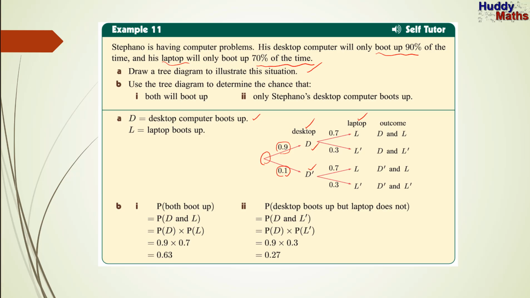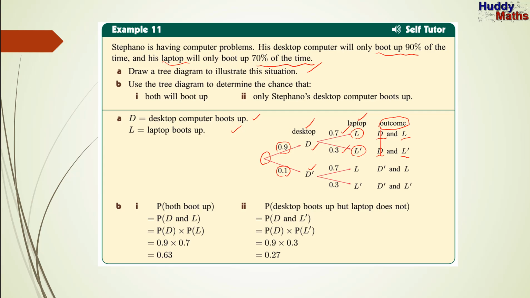Then with the laptop, the chances of booting up, they're L. So L means chance of booting up, L dash means not. So L is 0.7, L dash not is 0.3. They've got to add up to 1. It either boots up or not. So let's look at what we've done. This scenario here is desktop boots up and laptop does. This result is desktop boots up, laptop doesn't. Okay, so it's all the combos. These outcomes are all the possible combinations of what the two computers are doing.